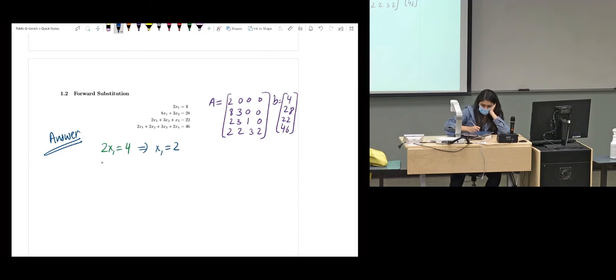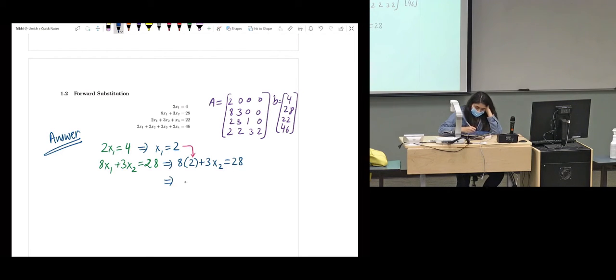Then I use the second equation and I write down 8x1 plus 3x2 is equal to 28. From here I know that x1 is 2, and I get 8 times 2 plus 3 times x2 is 28, which also means that x2 is 28 minus 16 divided by 3. So 28 minus 8 times 2 by 3, which is 12 by 3, is 4.